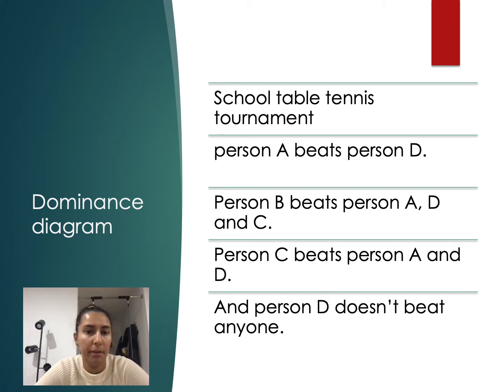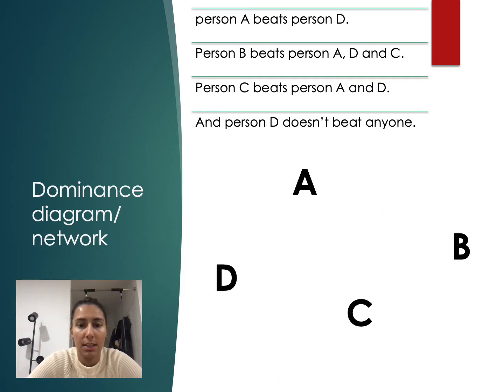So we've got a bit of information here. A school table tennis tournament: person A beats person D, person B beats person A, D and C, person C beats person A and D, and person D doesn't beat anybody. So let's draw a network. The first thing I would do is draw my nodes or my players, and then I would start creating my network from the information.